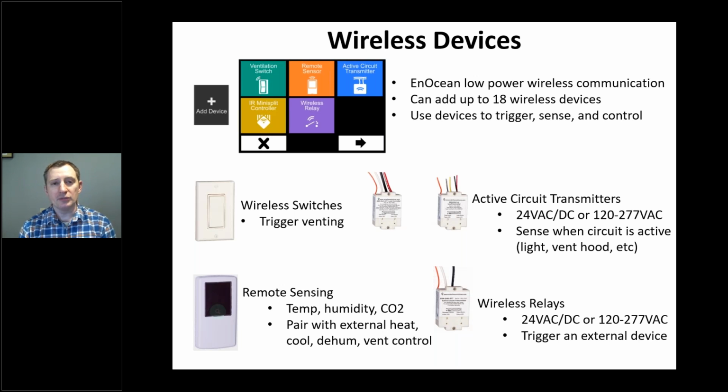The active circuit transmitter kind of does the same thing, but it's wired to an existing circuit, either a light or maybe a kitchen vent hood. And whenever that's turned on, it's sending a signal to the CERV to start ventilating.